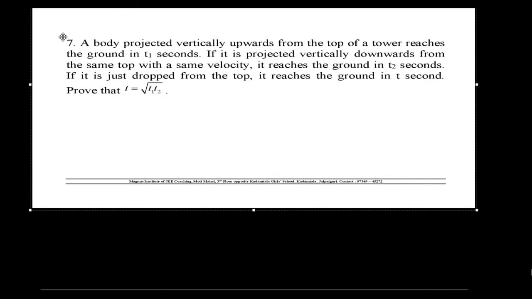Numerical number 7. A body projected vertically upwards from the top of a tower reaches the ground in t1 second. If it is projected vertically downwards from the same top with the same velocity, it reaches the ground in t2 second. If it is just dropped from the top, it reaches the ground in time t second, such that we have to prove that t equals root over t1 dot t2. This is the top of a tower.